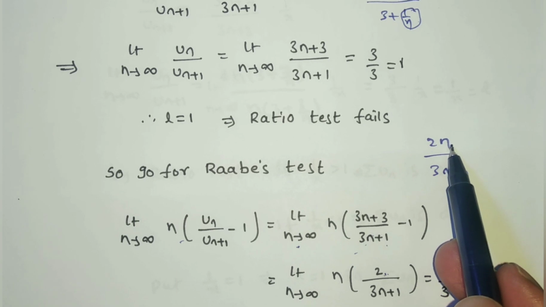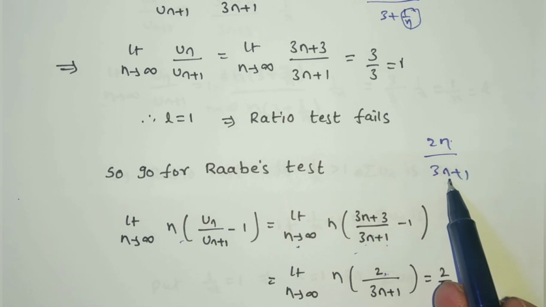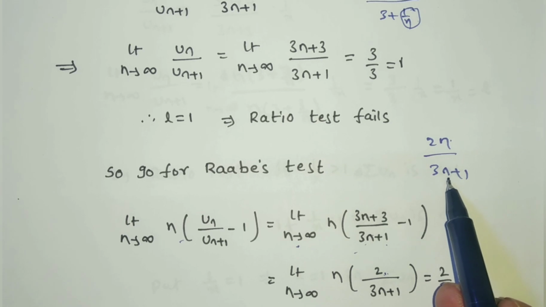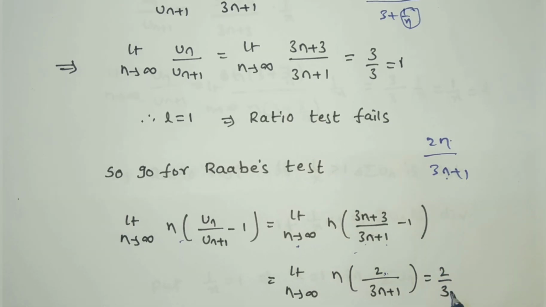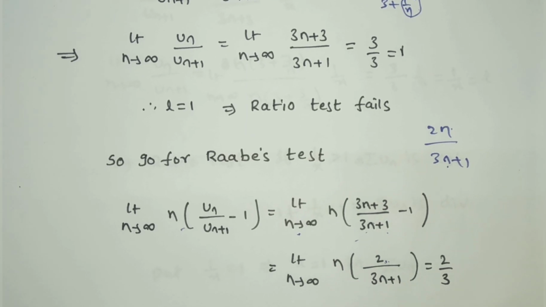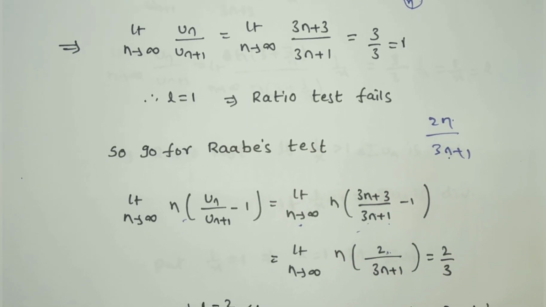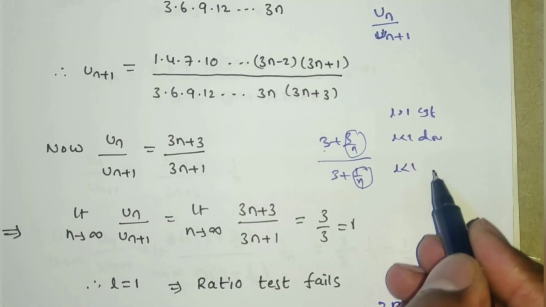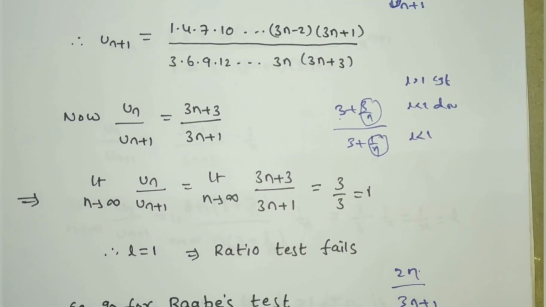Now apply the limit. Again, the numerator is 2n and the denominator is 3n, the same degree. Then the n coefficient is 2 in the numerator and 3 in the denominator. So the limit is 2 by 3. L is 2 by 3. So what can we say now? L is less than 1, which is the Raabe test condition.